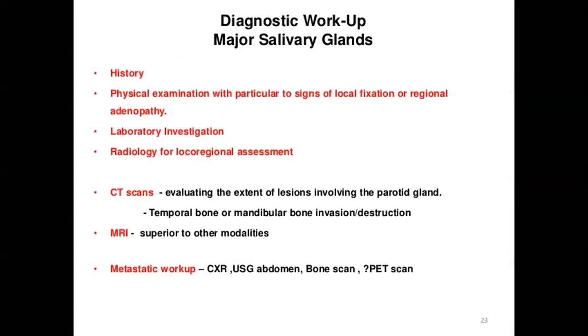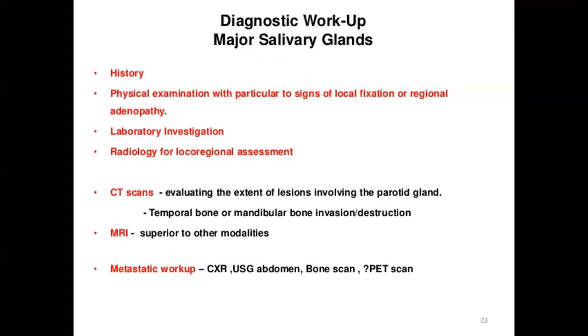to medical care. Now, the diagnostic workup for this: you can go for the history and clinical examination. The physical examination looks particularly for signs of local invasion or regional adenopathy. If the history suggests shorter duration, rapid growth of the swelling, and the swelling on physical examination is fixed, hard in consistency, with regional lymph node involvement, we can suspect that this swelling might be malignant. So, laboratory investigations and radiology for morphological assessment.